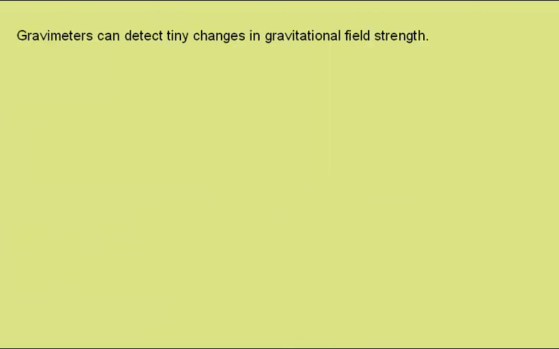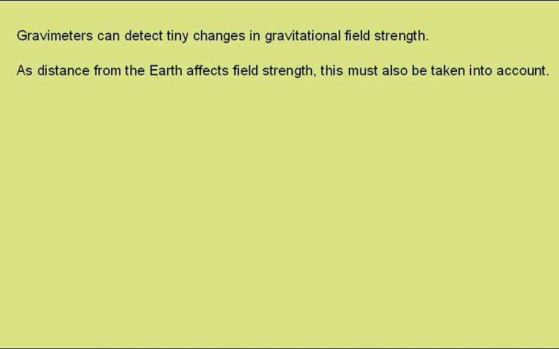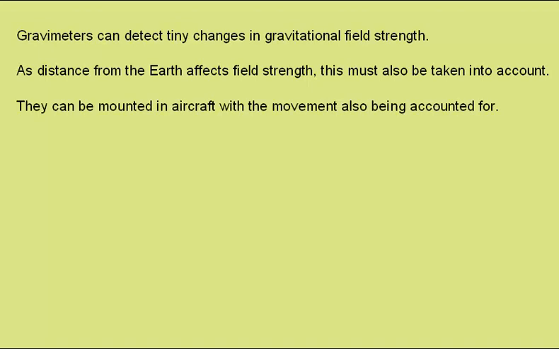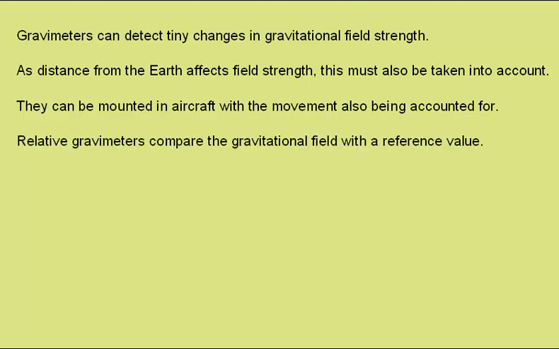Gravimeters can detect tiny changes in gravitational field strength, much smaller than in this example. As distance from the Earth affects field strength, when taking measurements this must also be taken into account. The gravimeters can be mounted on aircraft, and the movement of the aircraft must also be accounted for. Relative gravimeters compare the gravitational field strength with a reference value, whereas absolute gravimeters will measure the actual value of the gravitational field.